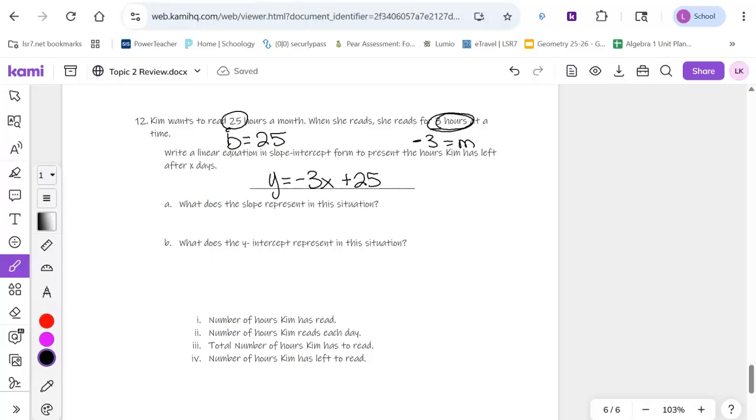Does it represent the number of hours Kim has read, the number of hours Kim reads each day, the total number of hours Kim has read, or the number of hours Kim has left to read? It would be the number of hours that Kim reads each day or each setting. And what does the y-intercept in this situation mean? Well, we've already talked about that. It's the total number of hours that Kim has to read. So it is the third one.